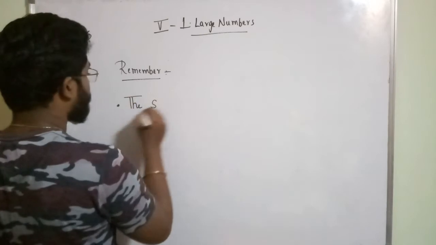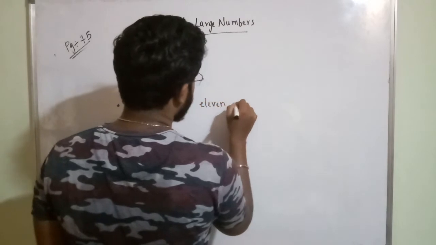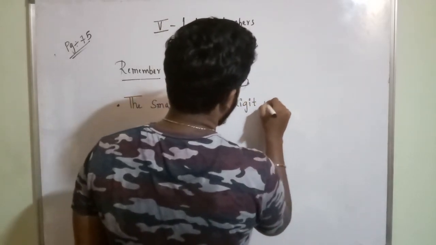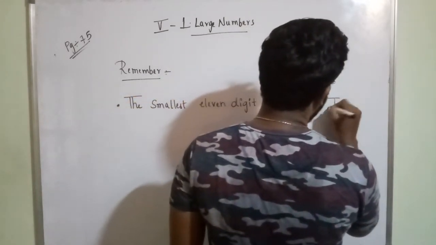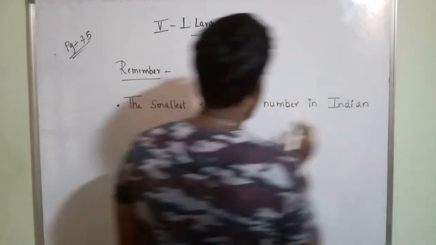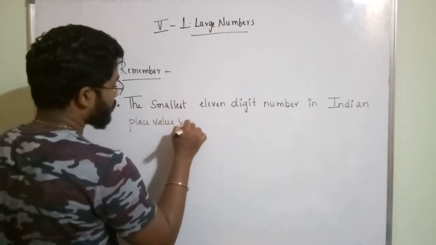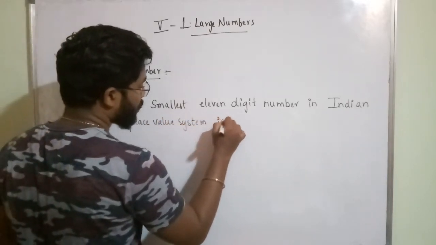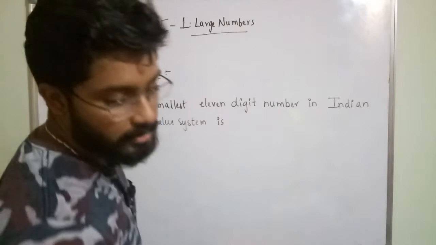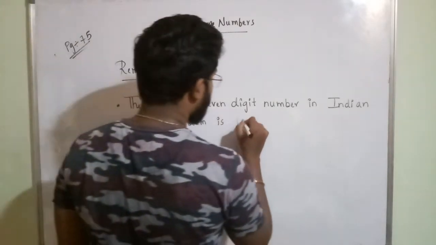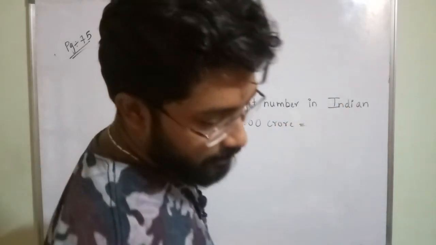This is the point: the smallest 11 digit number in Indian place value system is what is given. Indian place value system or place value chart, both are the same. The smallest 11 digit number in Indian place value chart is 1000 crore. How can you represent that one?